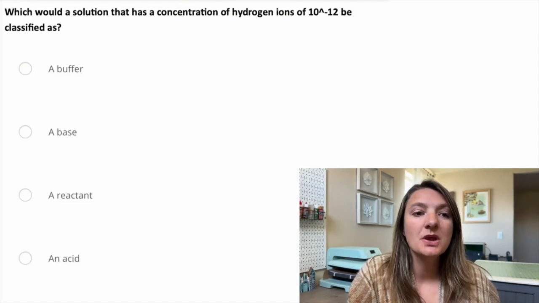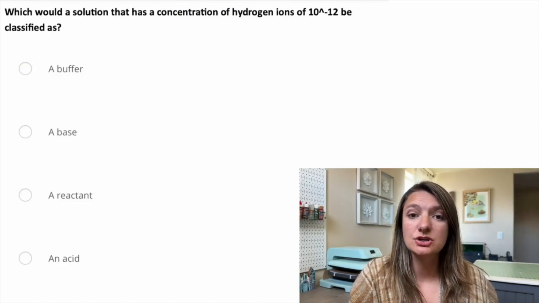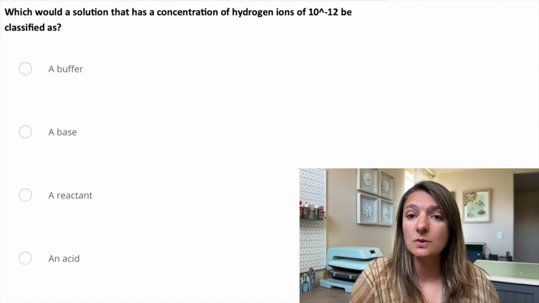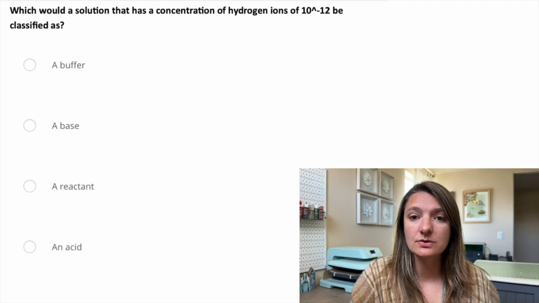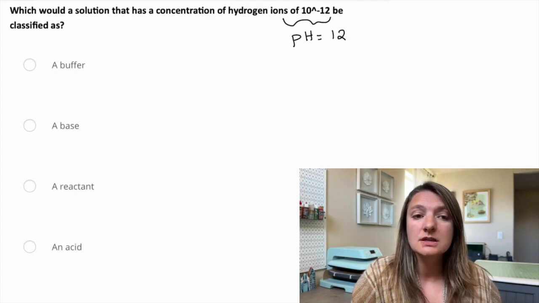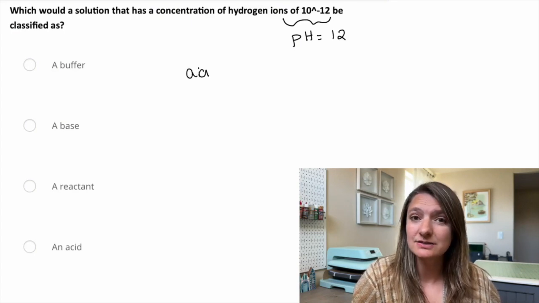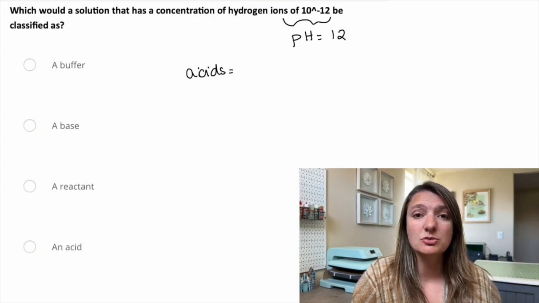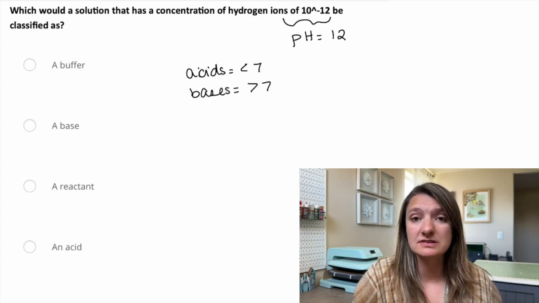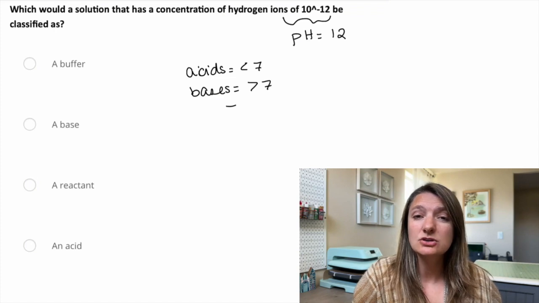Okay, question 1. Which would a solution that has a concentration of hydrogen ions of 10 to the 12th be classified as? So we're looking at hydrogen ions, so the pH is going to be 12. When we're looking at an acid, for instance, an acid needs to be less than 7. A base has to be more than 7. And neutral, just a reminder that 7 is neutral.